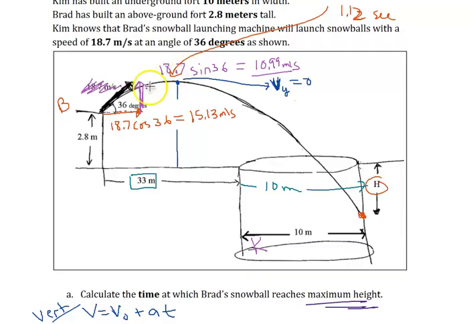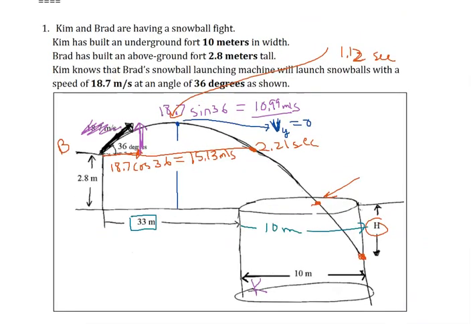Be careful, don't take that time and double it. If I'd asked you to find the time on the ground, doubling that time would give you the time it's here. So that's 2.21 seconds. We didn't find that yet. I think that's the last question, but this time is 2.84.